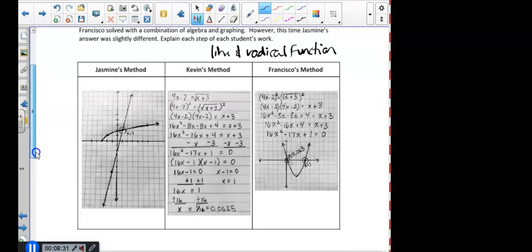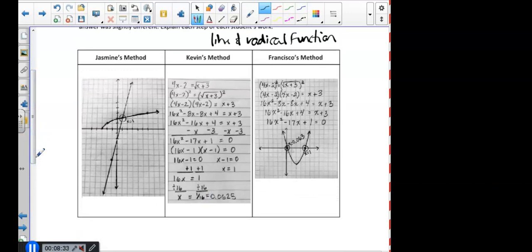Let's move to Kevin's method. Kevin's method was to solve algebraically. So let's double check that Kevin gets the same answer as Jasmine using his method. In order to get rid of a square root in math, recall that we have to square both sides, and that's what Kevin did first. When Kevin squared both sides, he got the quantity 4x minus 2 times the quantity 4x minus 2 is equal to x plus 3, because the square and the square root cancel.